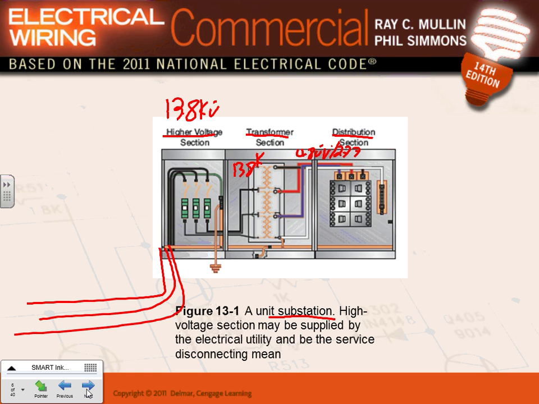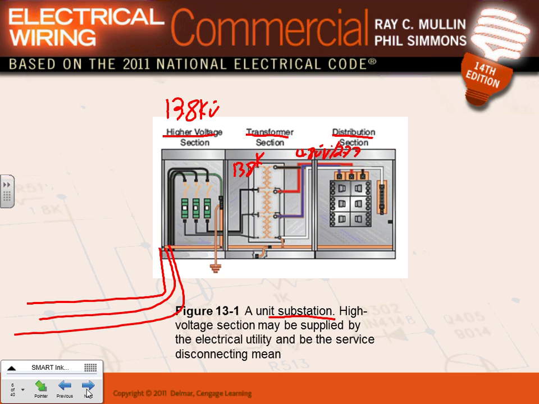So you have a service at 13.8. You're getting a service at 13.8. That's what typically happens. Instead of your service being 480, your service is 13.8. We did things like Mayo Clinic, a lot of places for Mayo Clinic. They use this. So the disconnect is 13.8.